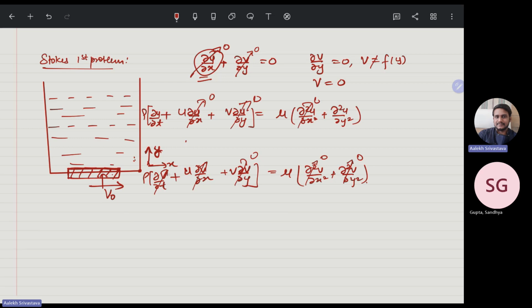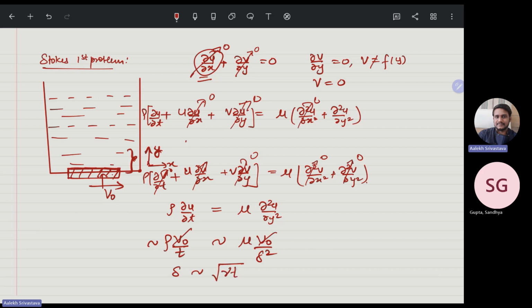Now this term will also go away because v is 0. So therefore, what happens is rho del u by del t is equal to mu del 2 u by del y square. Writing the order of magnitude, this term is rho v0 by some t, and this term is mu v0 by delta square, where delta is how far the boundary effect is felt. If you solve this, you will get delta of the order of the square root of mu t, or what is called the kinematic viscosity times time.